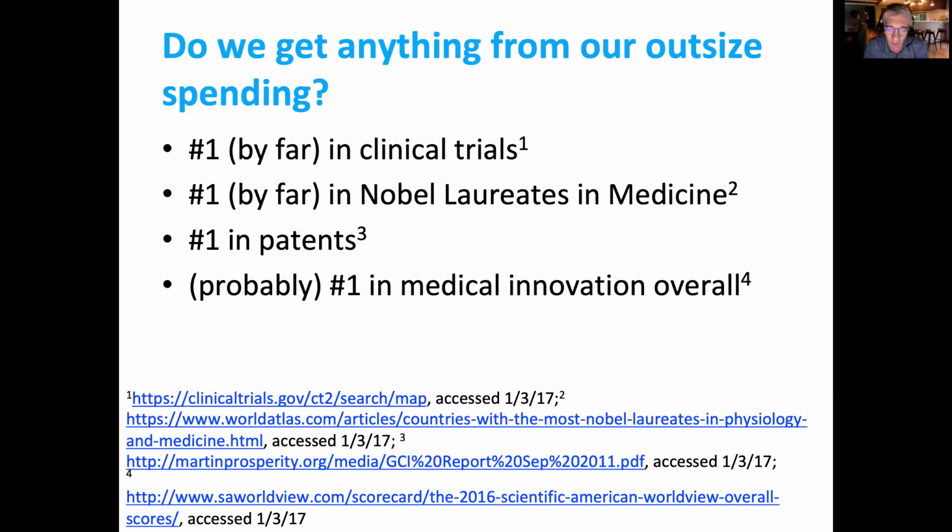If you want to talk about innovative care models and whatnot, I don't think we're number one. But if you want to talk about the place to come get the newest, greatest chemotherapeutic agent, or the place to get a face transplant, we are clearly number one. So there is some societal benefit from this excess spending, but it's limited.